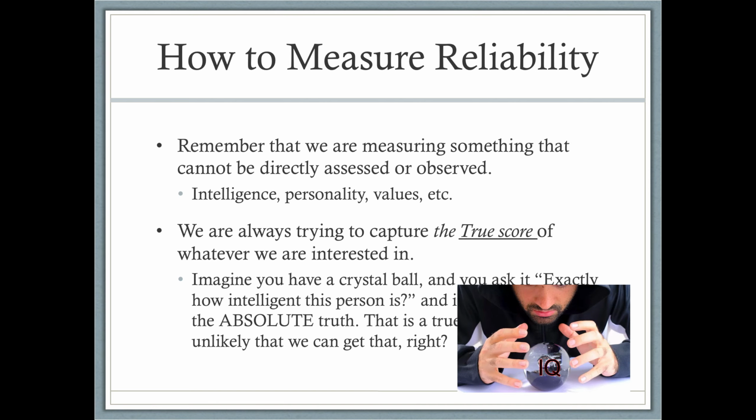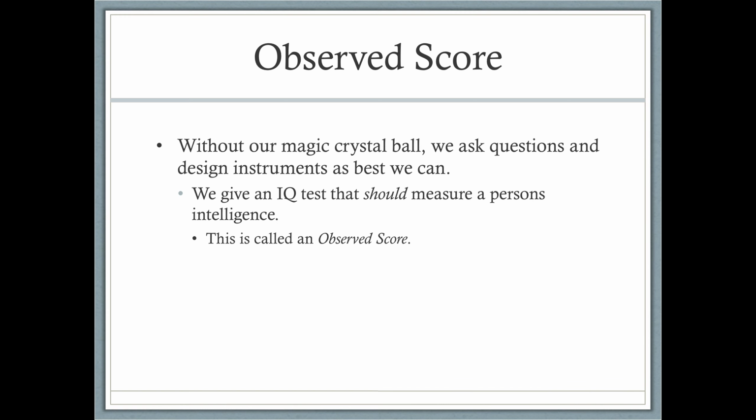Now the thing is that we can't ever get the true score. We'll talk about why in just a second here. What we do get, though, without having the magic crystal ball, is an observed score. So I want to know the intelligence of this child. I can't just look at them. I can't just ask them. But I give them an IQ test. They perform. I do all the scoring and everything, and I get this number. That number is the observed score. That's what I have to work with, right? That's what you get.